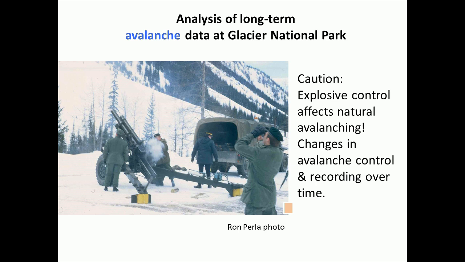There are a couple of challenges with this part of the study. First, the park makes extensive use of the howitzer, shown here, to trigger avalanches during highway closures. This explosive triggering can reduce subsequent natural avalanches. Also, the daily traffic has increased over the decades, and the reporting of avalanches has also changed. Hence, we were unable to reach conclusions about trends in natural avalanching in Glacier National Park.